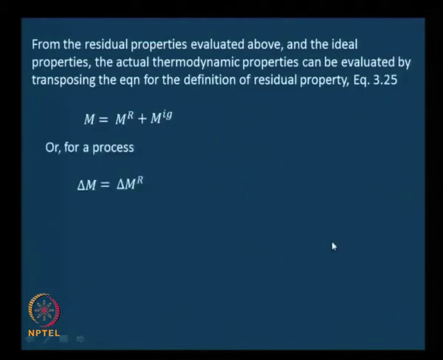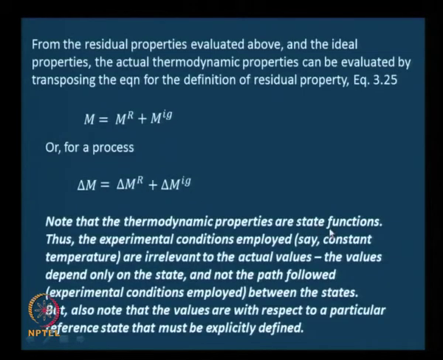Therefore, if you have the ideal gas value, then you could find the actual value, or for a process going between states 1 and 2, m2 minus m1 or delta m equals delta mr plus delta m ideal gas. We also noted that the thermodynamic properties are state functions, thus the experimental conditions employed, say constant temperature, are irrelevant to the actual values. The values depend only on the state and not on the path followed or the experimental conditions employed between the states, but also note that the values are with respect to a particular reference state and must be explicitly defined.